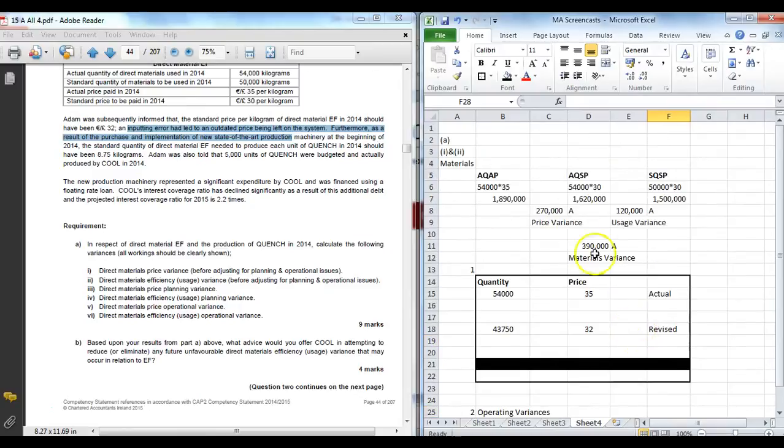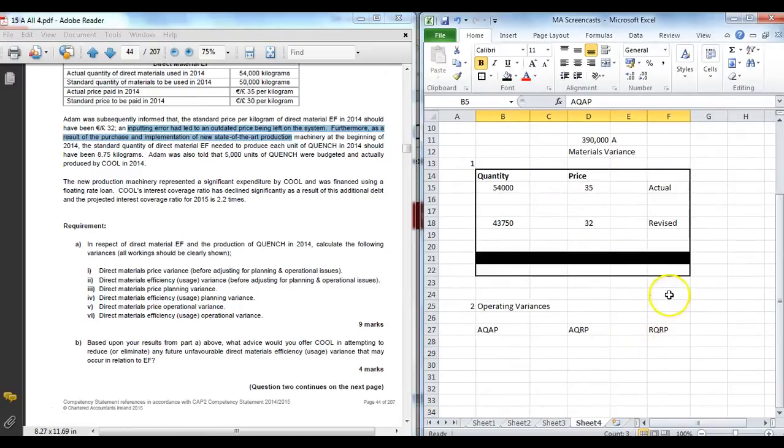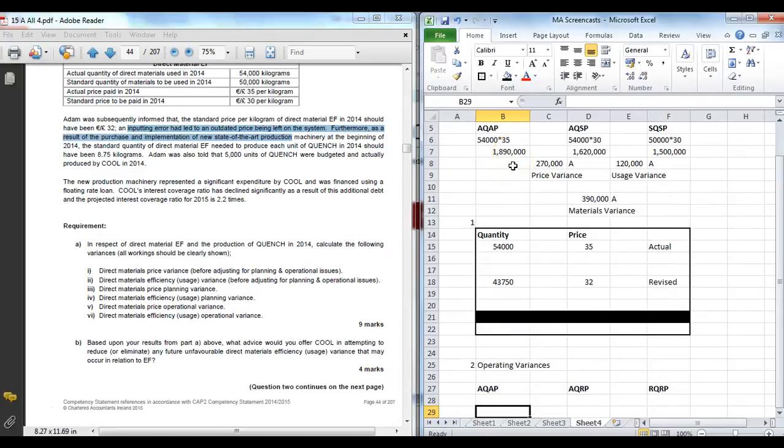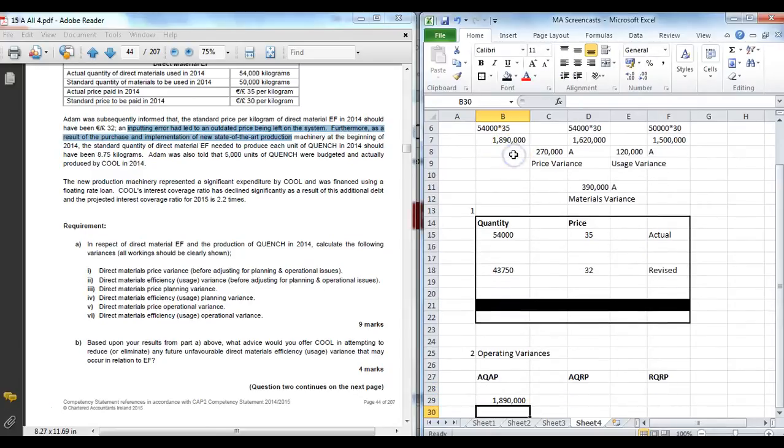So again, it's very similar to the structure we took above, just using a different set of standards. So AQAP actually doesn't change. We've done that already. So it's going to be 1.89 million. So we'll have done some of this already.